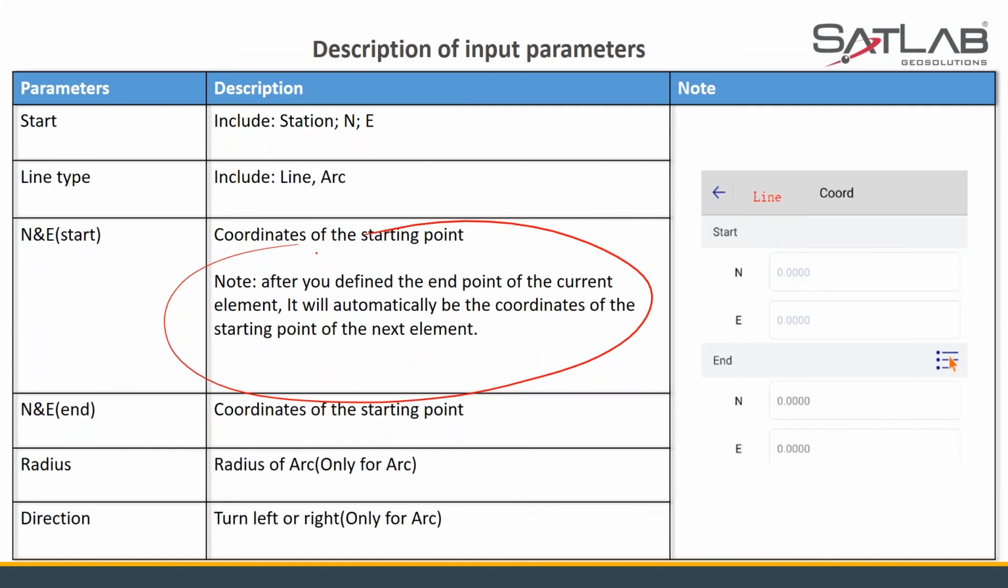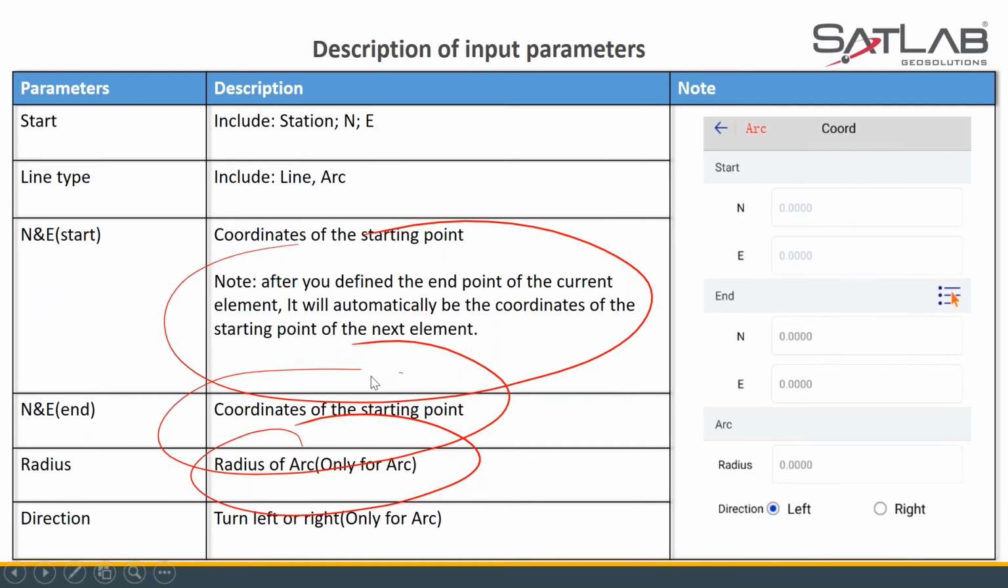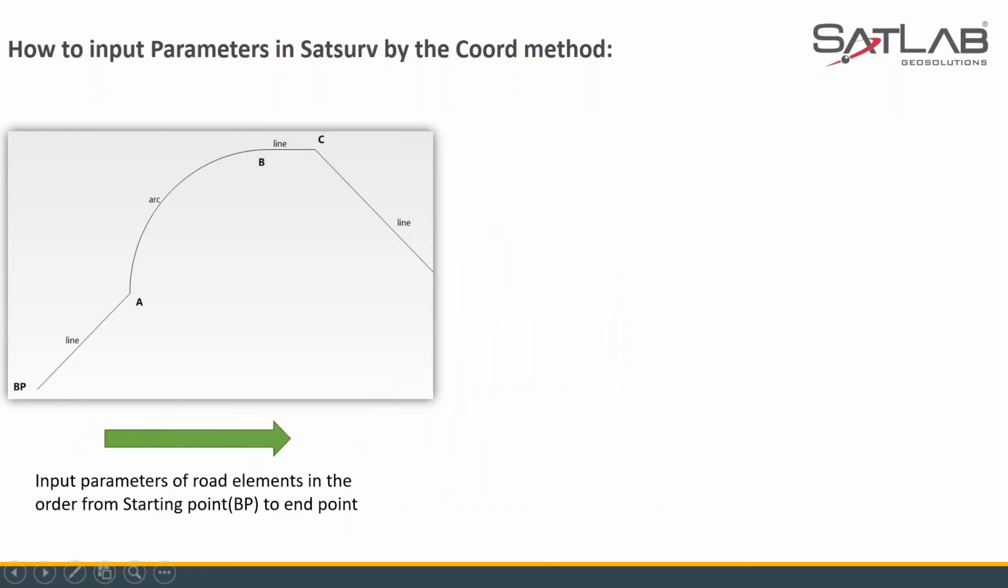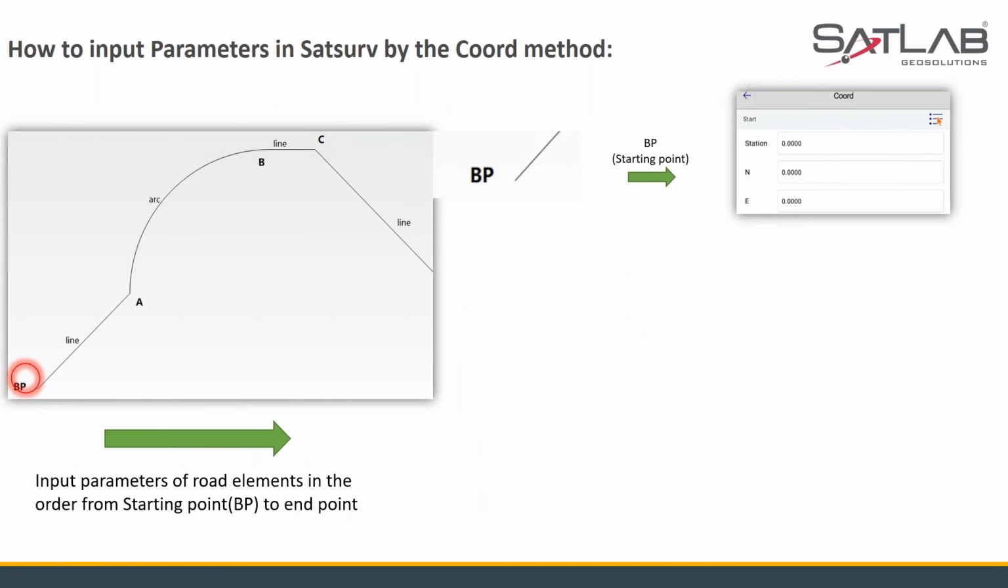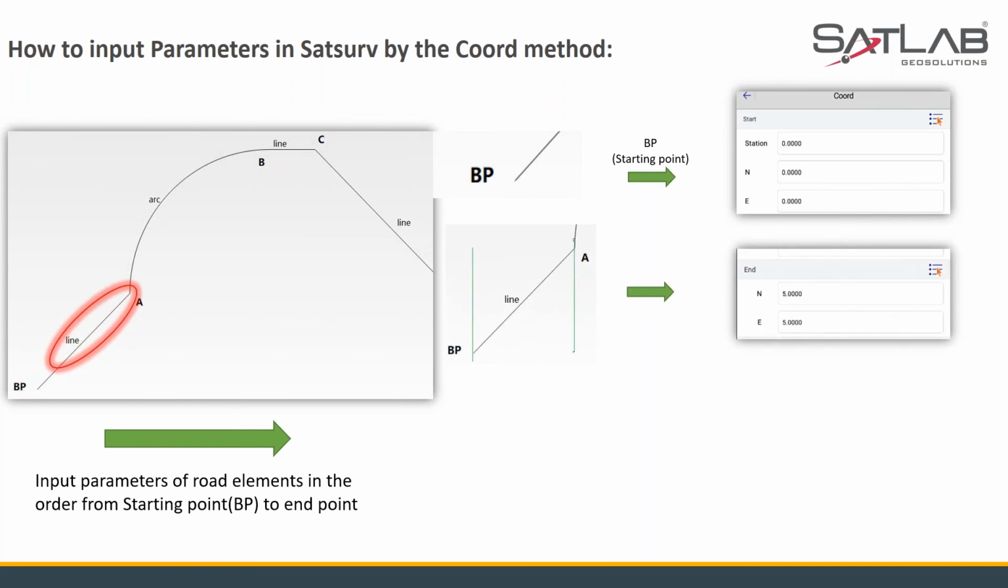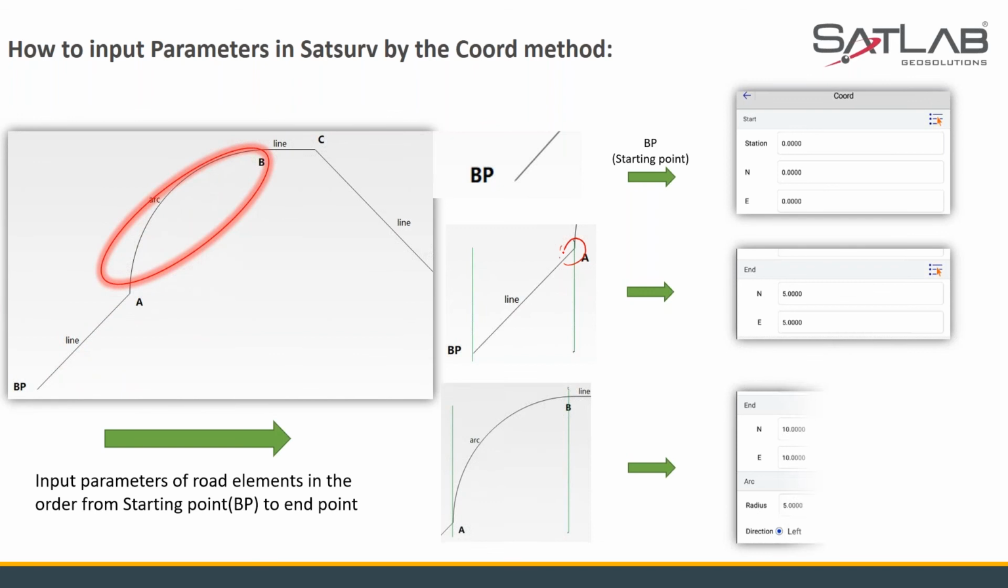So in the description parameters we have to give the station first, that is northing, easting. We have, say for example, 0, 0, 0, and after then we have to give the line. We have only line and arc over here. If you have a line, you can give the station coordinates of the start point and the end point. And this is something important that you need to know. After you define the end point of the current element, it will automatically be the coordinate of the starting point of the next element. I can show you how. So here we have the end coordinate, radius obviously, and the direction. That's it.